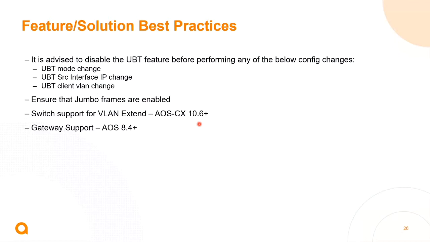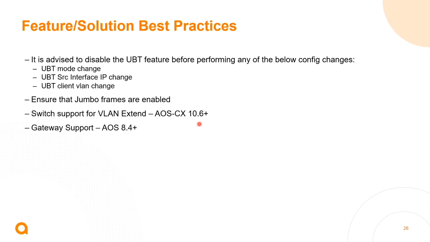Some of the best practices with this: if you're going to make any changes, like a UBT mode change, if you're going to change between the reserve VLAN or VLAN extend mode, if you're going to change the source interface IP or VLAN, or if you're going to change the reserve VLAN or UBT client VLAN, disable the UBT profile. So you'll go to the UBT profile and do a no enable, make your changes, and then re-enable that.